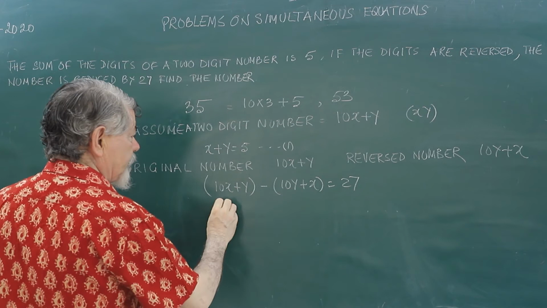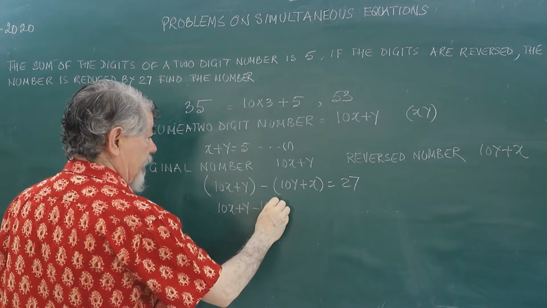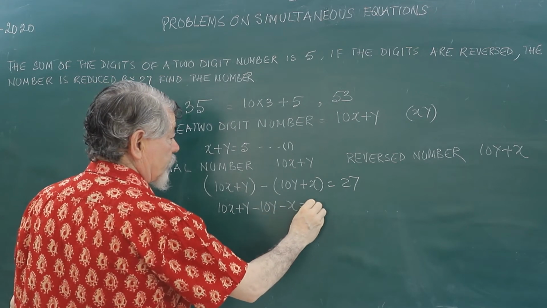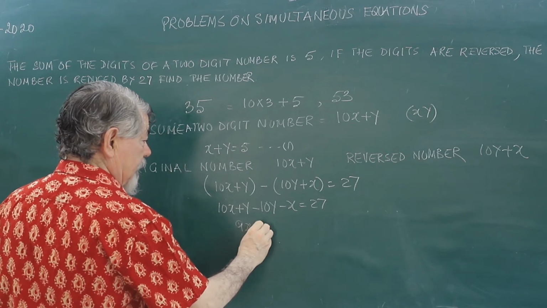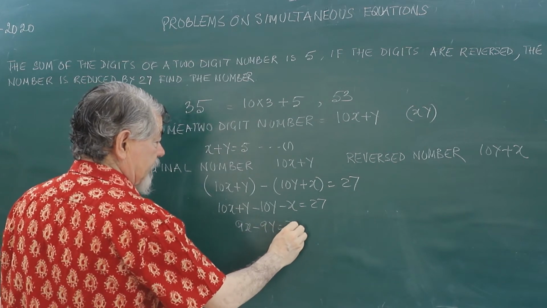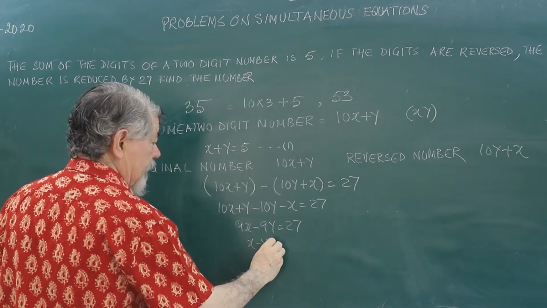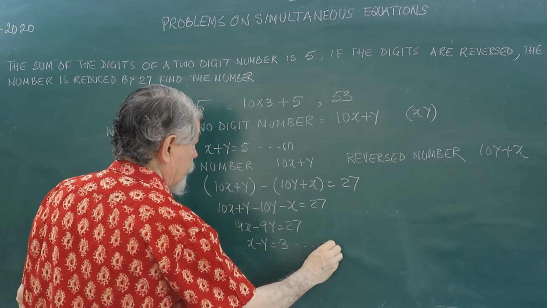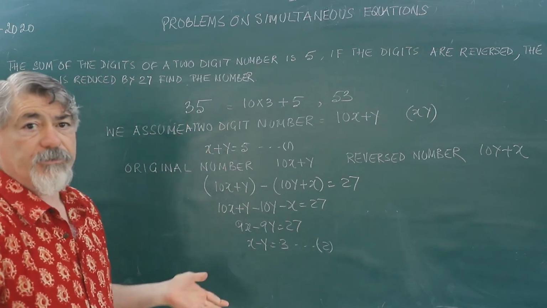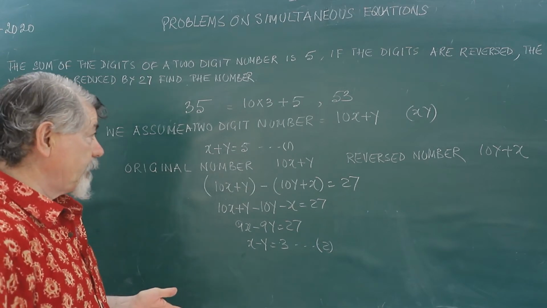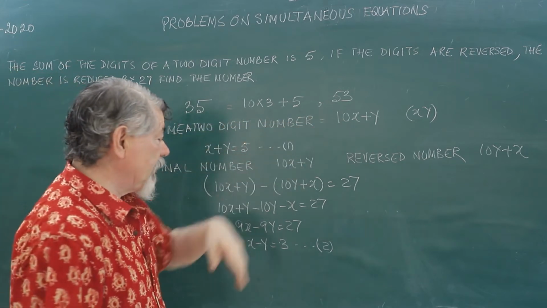Let us solve this. 10x plus y minus 10y minus x is equal to 27. 10x minus x is 9x, minus 9y, will be 27. It will be divisible by 9. x minus y is equal to 3. This is equation 2. Now you have two equations, equation 1 and 2. Solve equations 1 and 2, get the values of x and y, and then I can get the required number.